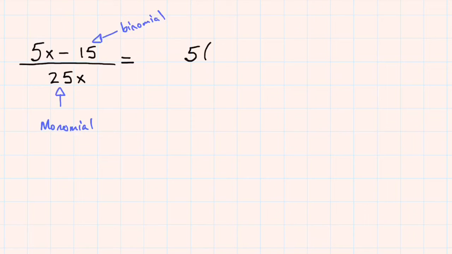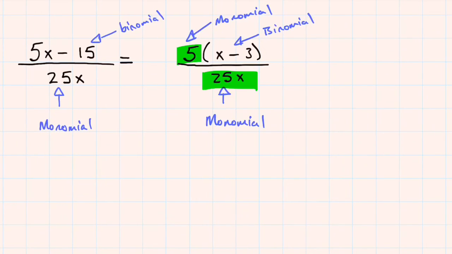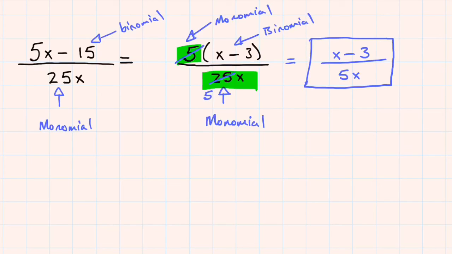If it's a monomial, we don't factor. But up top, the binomial has a GCF of 5, so I'm factoring that out, and it's still over 25x. Now, the 5 and the 25x are both monomials, so if they have any common factors, we can divide those out. So 5 goes into 5 once, so that's going to just cross off the 5, and then 25 divided by 5 is 5, so that leaves a 5x in the denominator. So I end up with x minus 5 over 5x, and that's my solution.